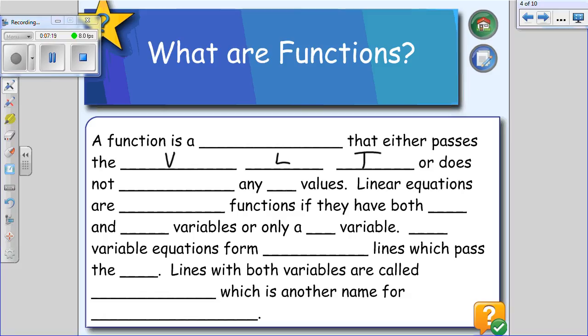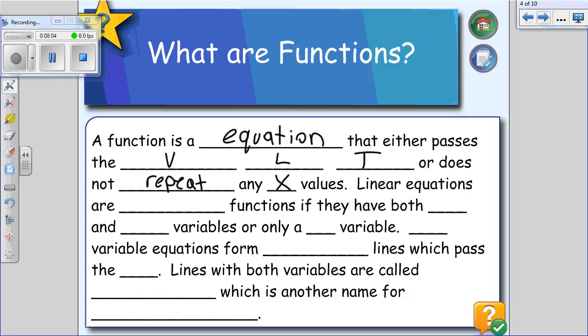What's the first blank going to be though? A function is an equation that passes the vertical line test, the VLT, or does not repeat any x values. So if you get a list of points, and the first one is 1, 0, and the second point is 1, 2, you have repeated x values, so it wouldn't be a function.